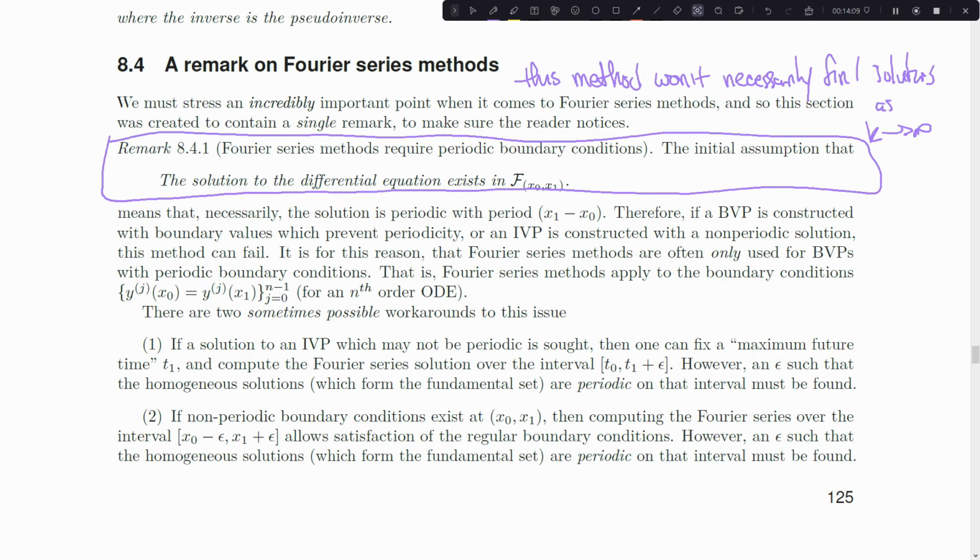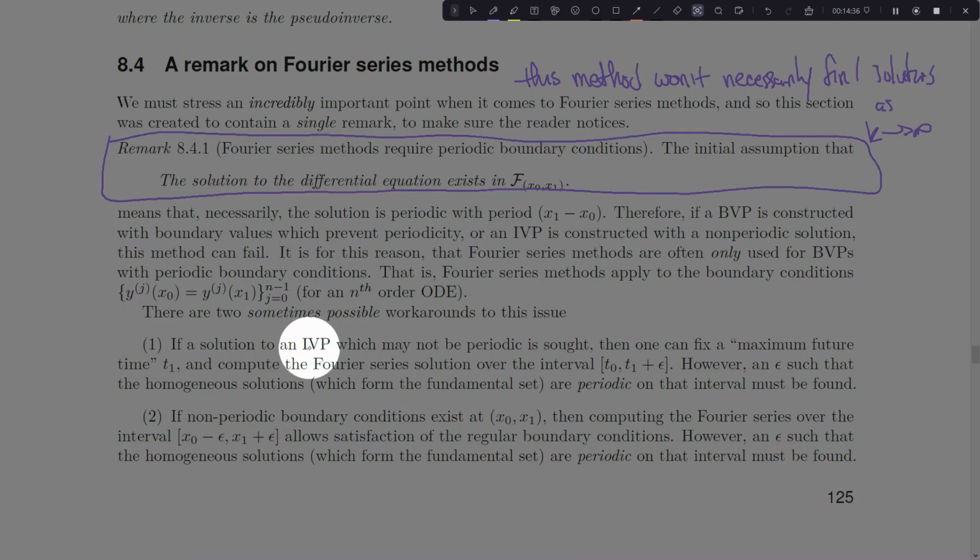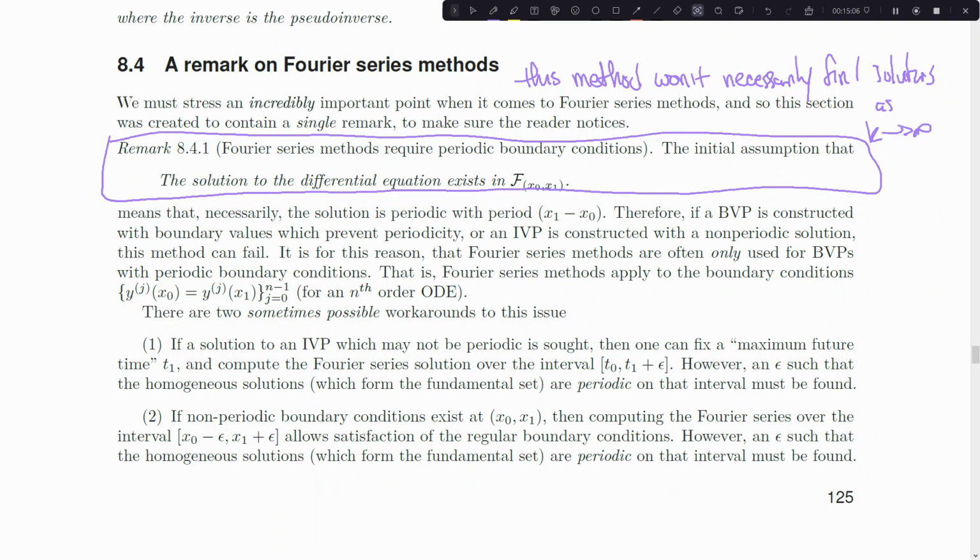So what I say is there are two sometimes possible workarounds. If we start with an IVP, then one of our boundary values can be at t0, because everything happens at t0 for an IVP. Then we can fix a maximum future time and grab a value slightly higher than that, and just assume that the solution is periodic for times greater than that. And what that allows me to do is say, okay, I'm periodic on this super interval, but I'm only going to look at my function on a restriction of that interval. That's not a very good approach, but it works a little bit.